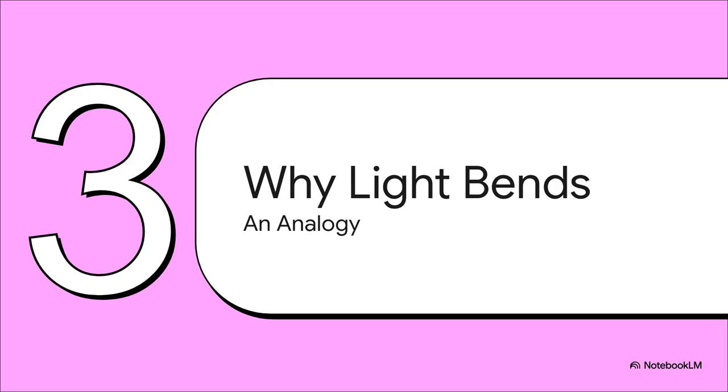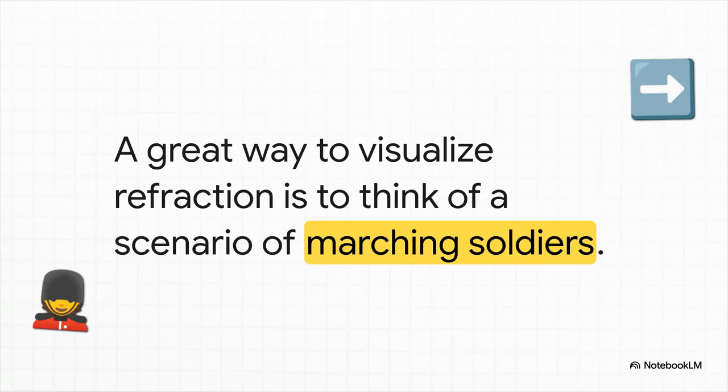Okay, I know saying it changes speed makes sense, but it can still be a little tough to picture how a change in speed causes a change in direction. Luckily for us, there's a fantastic analogy that makes this crystal clear. I want you to picture this. You've got a long line of soldiers, all marching perfectly in sync, arm in arm, forming a perfectly straight line. Now, think of that entire line of soldiers as being a single wave of light.